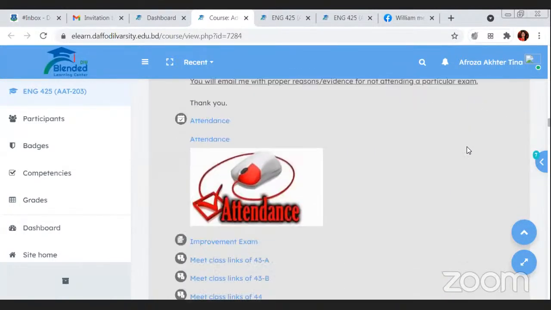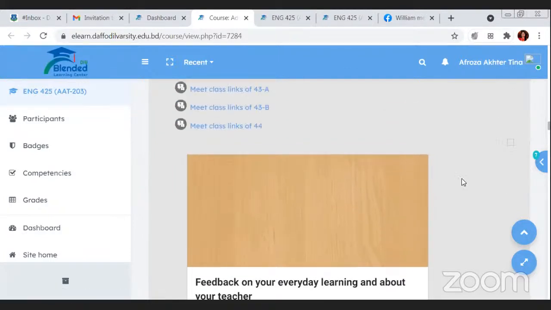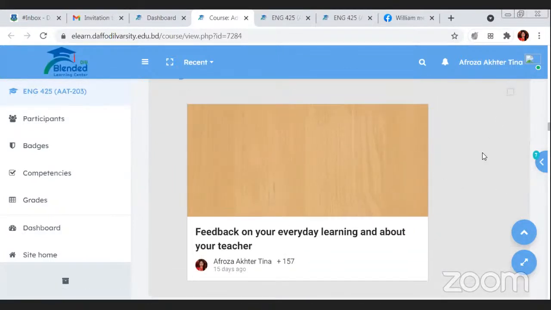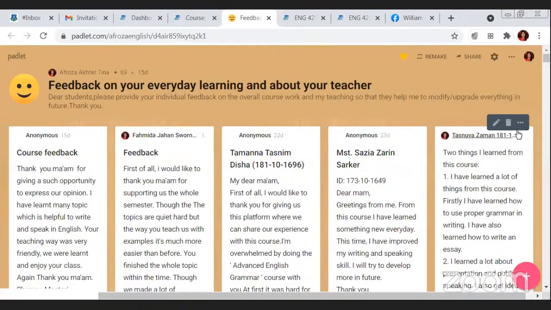But let me share the last important thing with you regarding student engagement. What is this? This is Padlet. I believe you know this. Before sharing my Moodle course, through one of my slides, I mentioned the point of embedding. So this is something which I embedded. Let me open this up for you. This is a Padlet. How can we engage our students through Padlet?